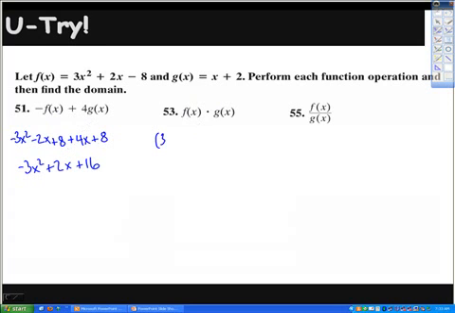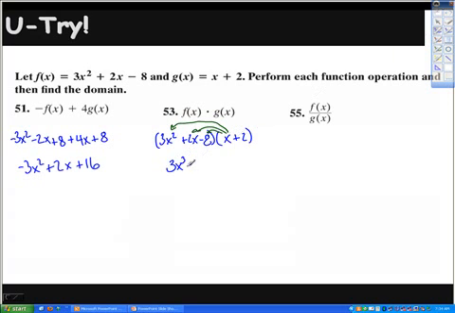Number 53. We're going to take f of x times g of x. So we've got this 3x squared plus 2x minus 8. We're going to multiply that by x plus 2. I'm going to distribute, but I'm going to go the other direction here because I think it's easier to distribute 2 things than 1 and then 3 things. I know it really doesn't matter in the long run, but I'm going to take the x first and then the 2. So x times 3x squared is 3x cubed.